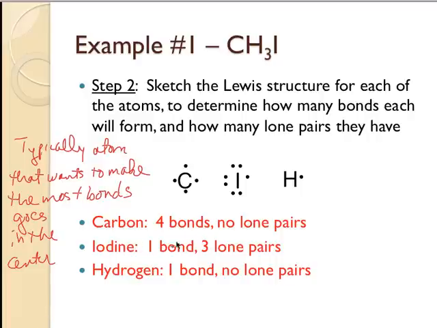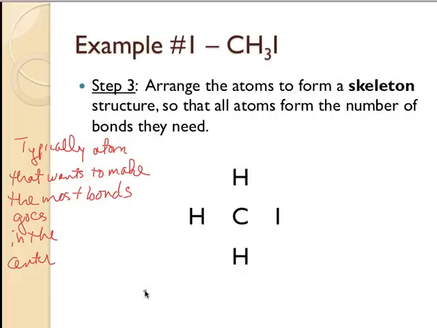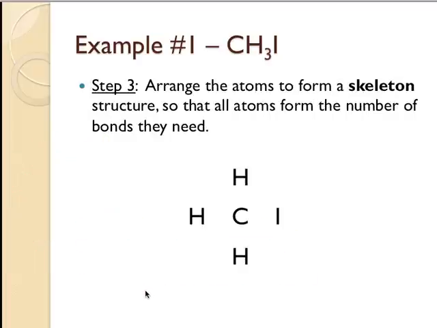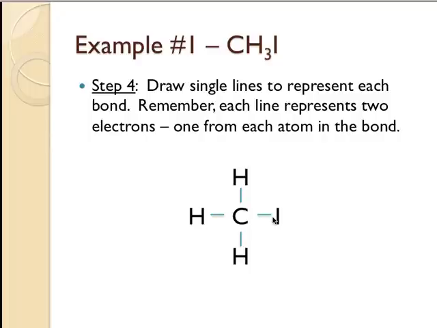So I got carbon, 4 bonds, no lone pairs. Iodine's going to make 1 bond. Hydrogen's going to make 1 bond. Hopefully you can see that carbon's going to go in the center. This forms the skeletal structure. The element that wants to make the most bonds in the center, and then the others on its 4 sides, if there's 4 being bonded to it. And then you draw lines to represent each bond. Each of these lines represents 2 electrons. You can also draw the individual electrons using different symbols.